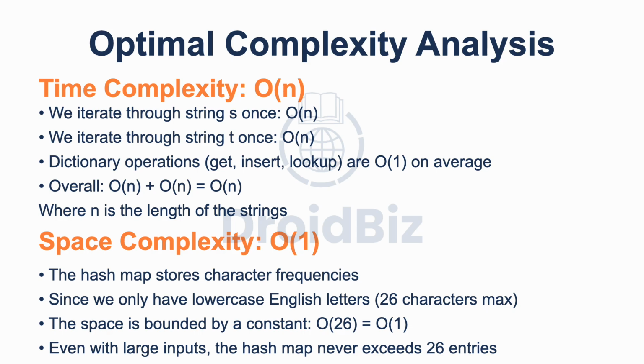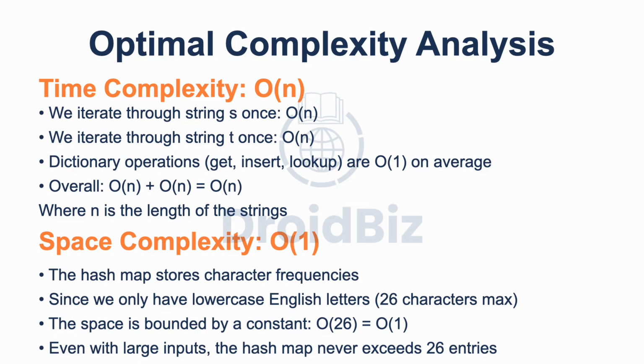Let's analyze the time and space complexity of our optimal approach. Starting with time complexity, it is O(n). This is much better than the brute force approach. We iterate through string s once, which takes O(n) time. Then we iterate through string t once, which also takes O(n) time.